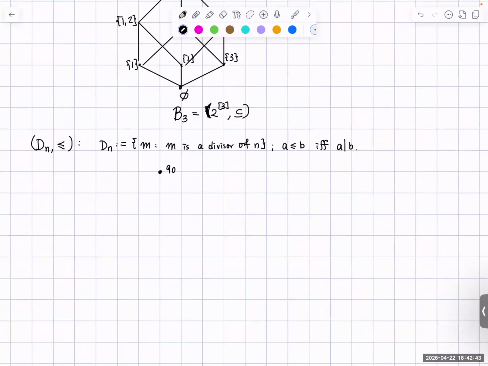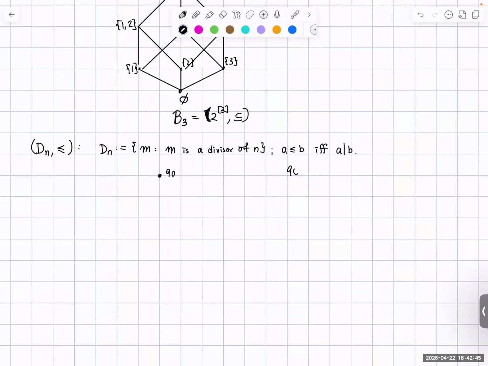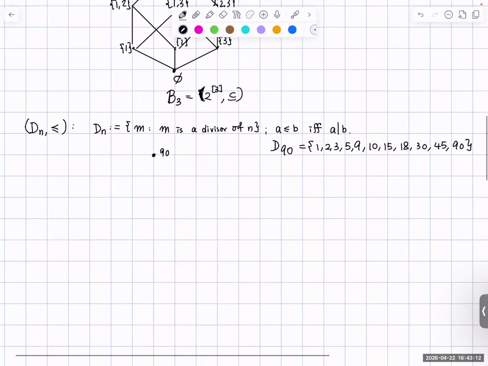Okay, so let's look at all the factors of 90, because if I want to do a D90, then that's all the factors of 90. Then that would be 1, 2, 3, 5, and then 10, and then 15, 18, 30, 45, and 90, I assume. You forgot 9. I didn't put 9. Okay, 9. Thank you. All right, and then now we try to write it out.